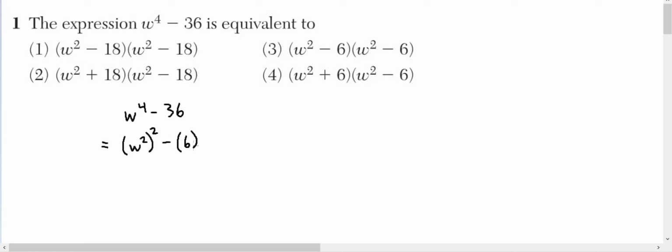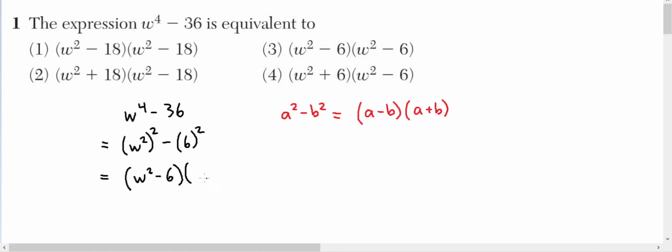minus 6 squared. Now the reason why this is helpful is because if we remember our difference of perfect squares formula, which is a squared minus b squared equals a minus b times a plus b, then all we have to do is just plug in what a and b are. So in this case, w squared takes on the role of a, and 6 takes on the role of b. So we get w squared minus 6 times w squared plus 6.